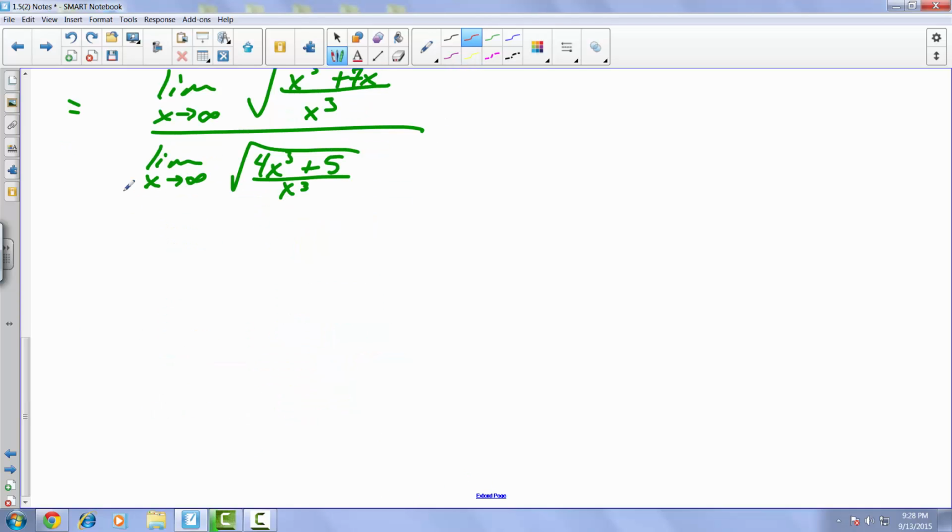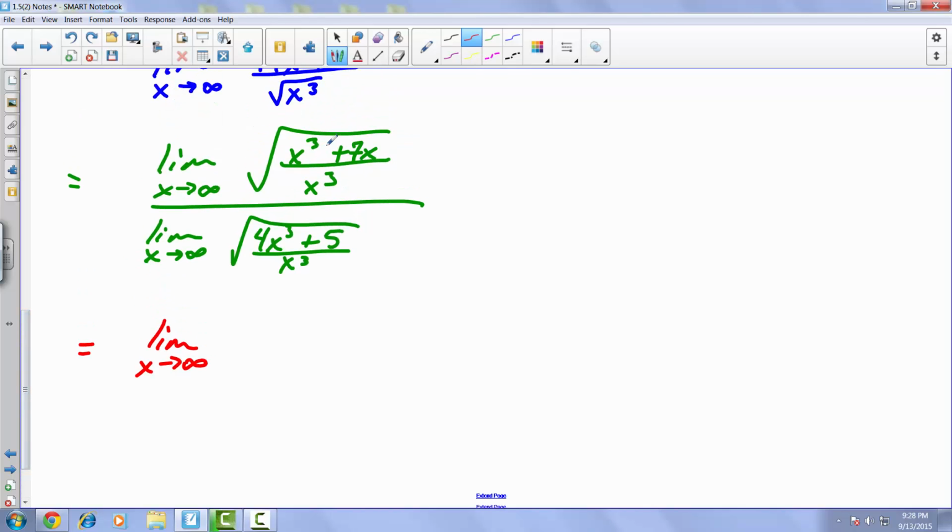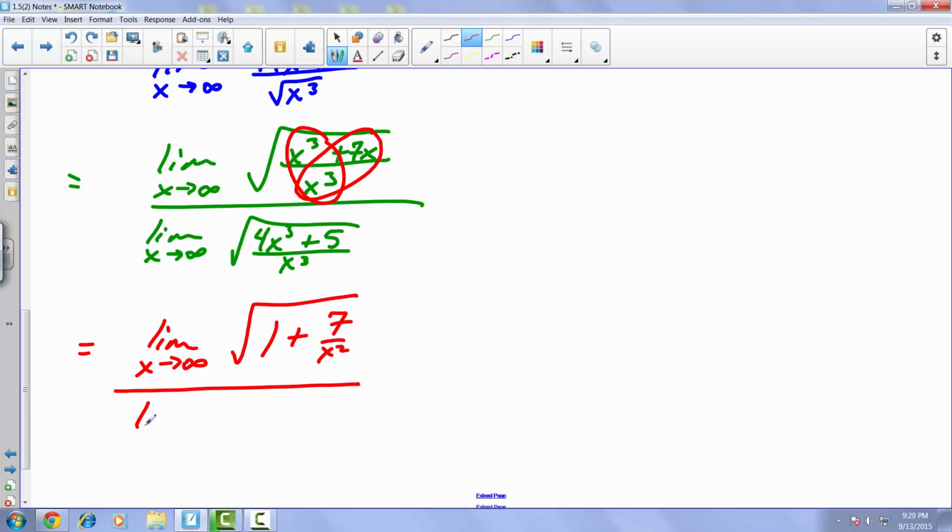Simplifying this even further, we end up with the limit as x goes to infinity. Now we can combine the tops and the bottoms. And right here we see that cancellation happening, where we end up with the square root of x cubed divided by x cubed, which is 1. Over here we'll just end up with a plus 7 over x squared, because this x would have canceled out with one of these x's down here, leaving us with x squared on the bottom, divided by the limit as x goes to infinity of the square root.